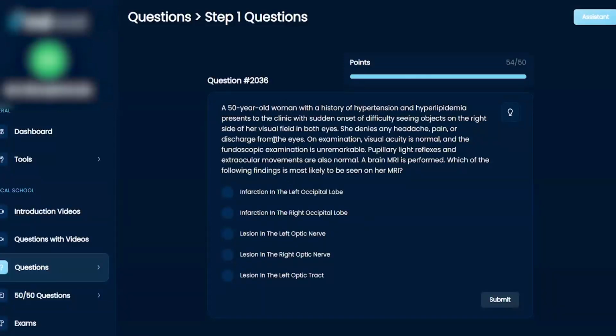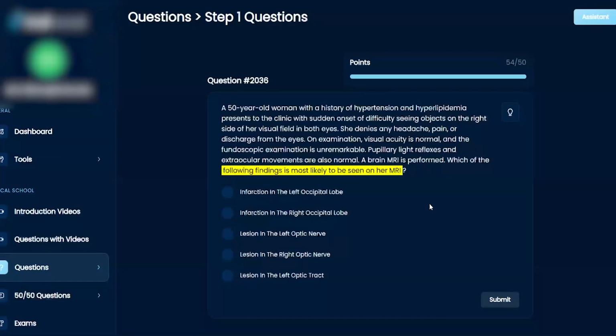Which of the following findings is most likely to be seen on her MRI? We've got infarction in the left occipital lobe, infarction in the right occipital lobe, lesion in the left optic nerve, lesion in the right optic nerve, and lesion in the left optic tract.